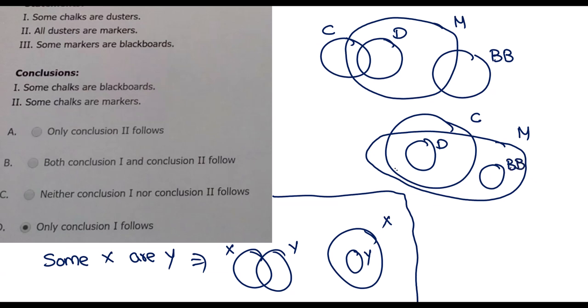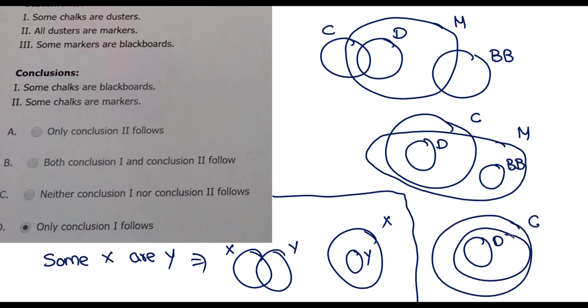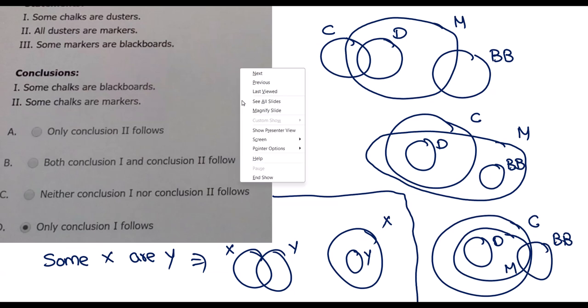See, some chalks are dusters. In the entire chalks area, some part is occupied by dusters. All dusters are markers. Some markers are blackboards. Or you can mix up. You can draw multiple diagrams. Some chalks are dusters. All dusters are markers. Some markers are blackboards. We can draw in different ways, but it should satisfy the statement.